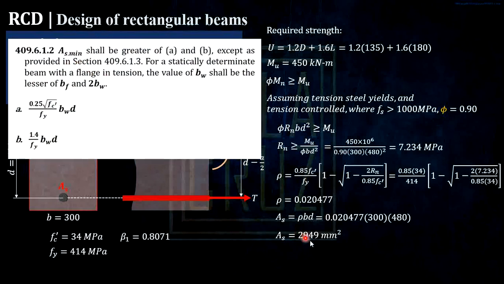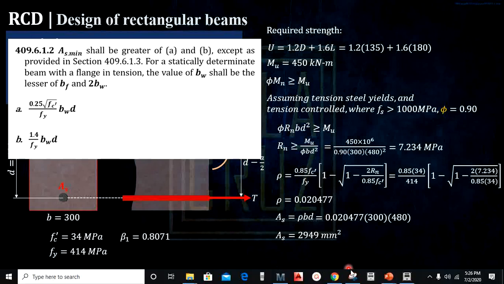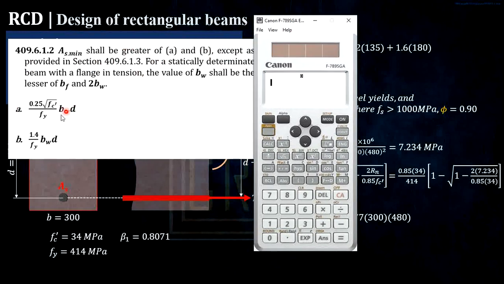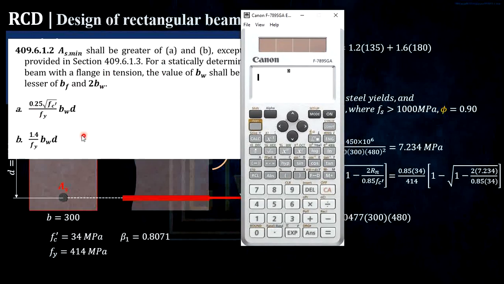After this, we must pass the criterion that it should not fall below As minimum. This is for cracking in concrete. Let me show you using our calculator. It is stated here that As min shall be the greater of A or B. Disregard this portion, because this is for T-beams; we will get to T-beams later. Using our calculator, we will solve that: 0.25 square root of fc prime, which I will let as our variable, and fy, and bd.